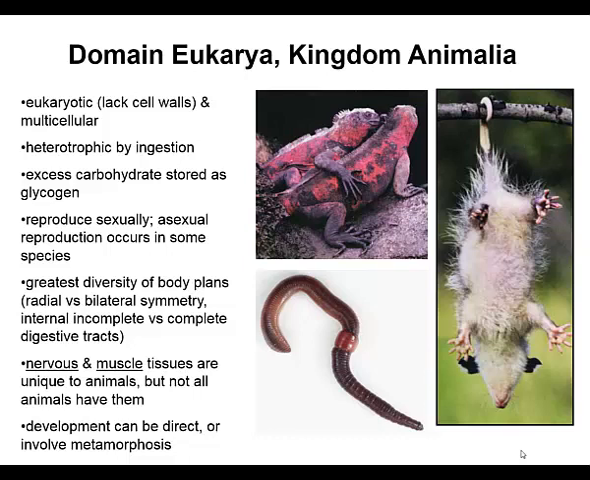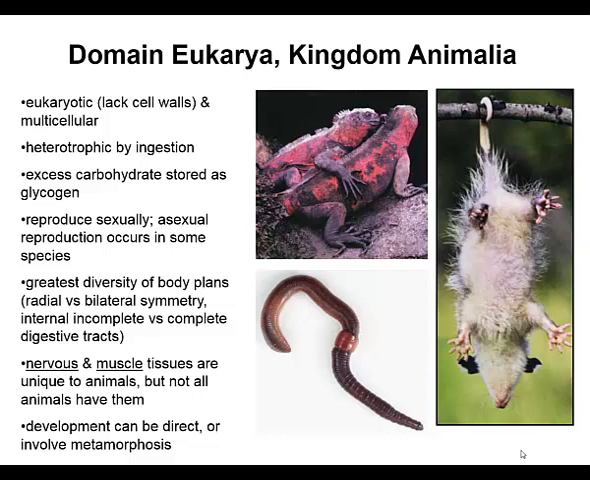But this is just a way of the excess carbohydrate in the diet being stored first off as glycogen, short term in the liver and the muscles, and then being converted on over into fat if that glycogen is not metabolized. These organisms in Kingdom Animalia reproduce sexually. There are some asexual reproducers, but they are fewer and further between than we've seen in our other kingdoms within domain Eukarya. In Kingdom Animalia, you see the greatest diversity of body plans.